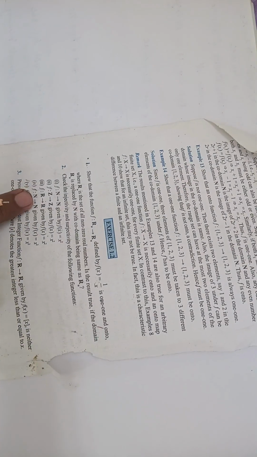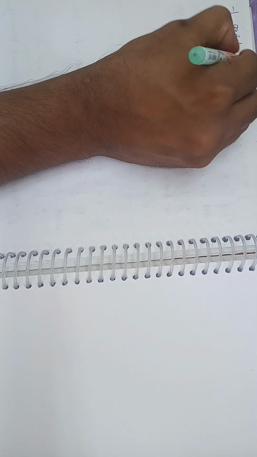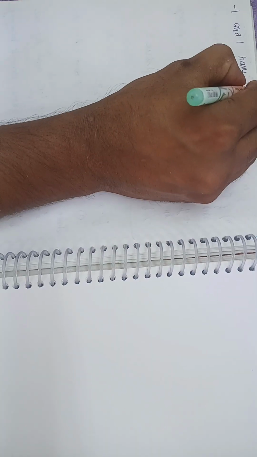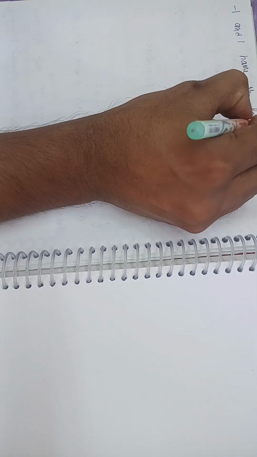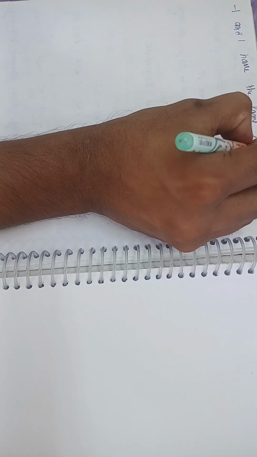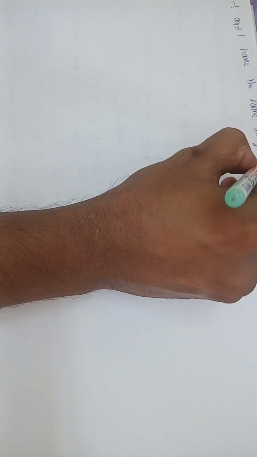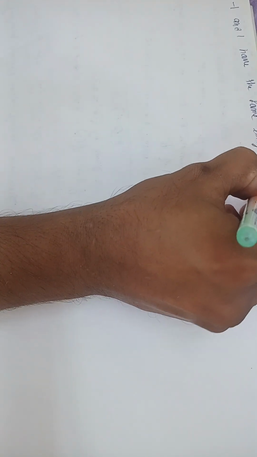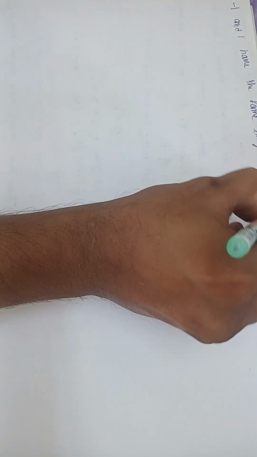So here question number 3 says that f: R → R is given by f(x) = x². Hence -1 and 1 have the same image, that is, f is not injective.